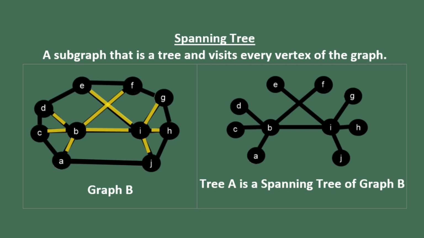What's a spanning tree? Well, a spanning tree is a subgraph that is a tree, and it visits every vertex of the graph, so it spans the whole graph. Tree A is actually a spanning tree of graph B on the left. It's a tree, and it visits each vertex of the graph. It's not the only spanning tree. There can be many different spanning trees.